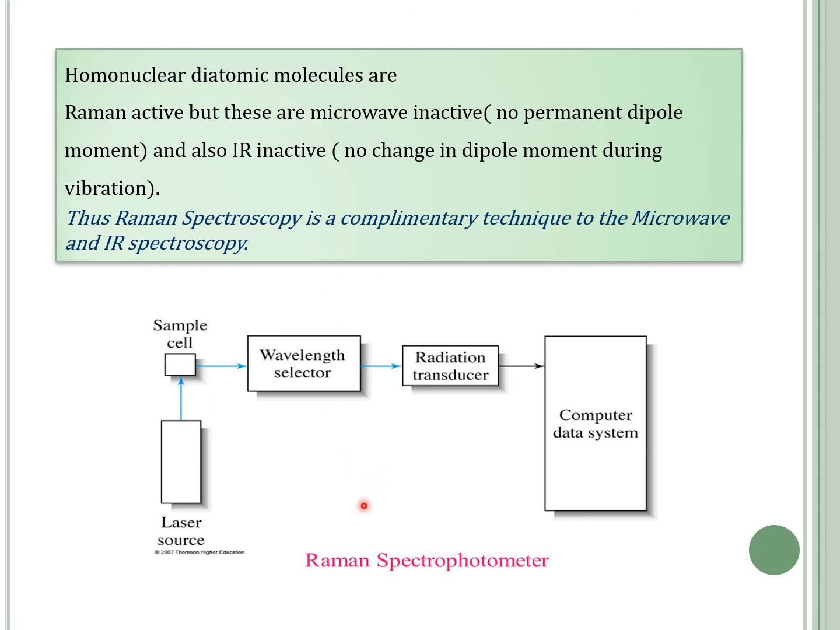Here you can see the components of a Raman spectrometer, with the help of which you can observe the Raman spectra. Here you have the laser source, then the sample cell where we keep the sample, the wavelength selector, the radiation transducer, and the computer data system where the Raman spectra is recorded.